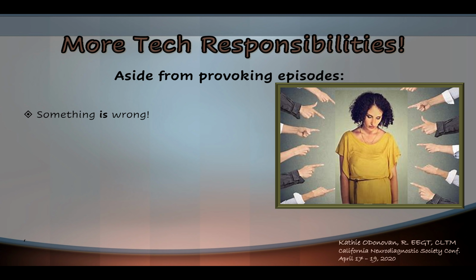Something is wrong and it needs to be addressed. They need treatment. They may not need AEDs. They may not need to see an epileptologist, but they deserve to be in a healthcare setting evaluated by medical professionals. They deserve that. They need that because that's how to get them to the treatment. They need to feel heard.